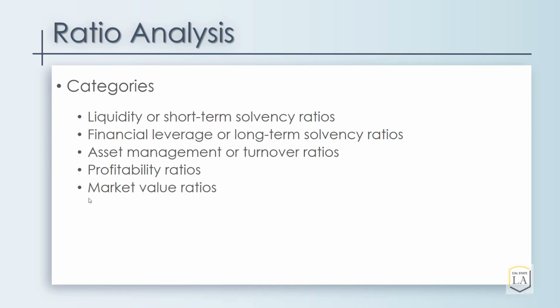So the categories of ratios, the groups of ratios that we're going to learn would be the following 5 categories. So first, liquidity or short-term solvency ratios. Second, financial leverage or long-term solvency ratios. Third, asset management or turnover ratios. Four, profitability ratios. And the last one is market value ratios.